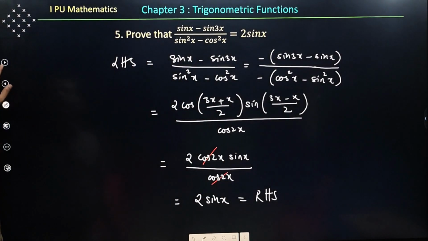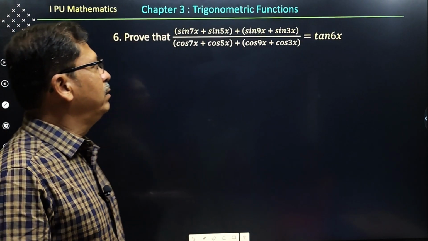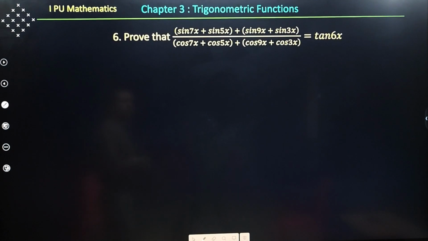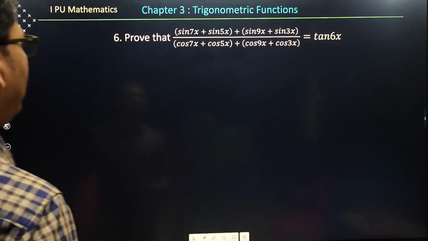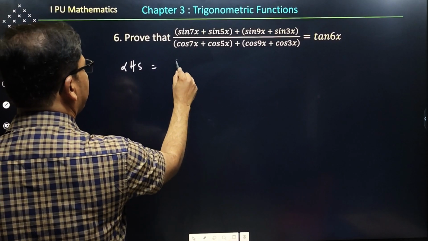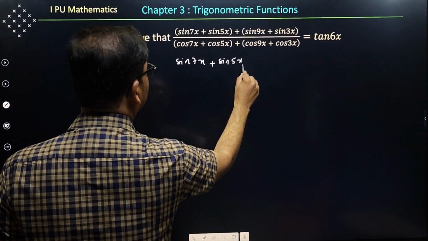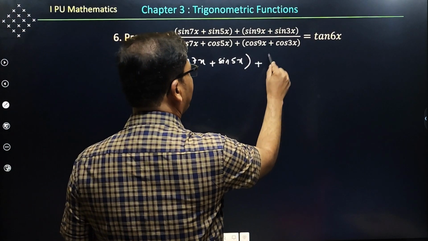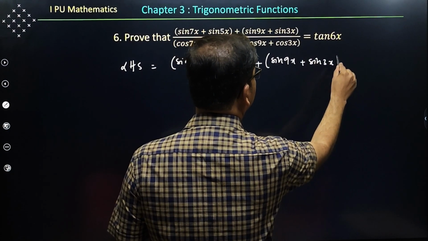Okay. Next. See the next question. Somewhat lengthy. 4 times you need to apply the transformation formula. Now let me write the LHS part. This is equal to sine 7x plus sine 5x. This is the first term. Second term is sine 9x plus sine 3x.